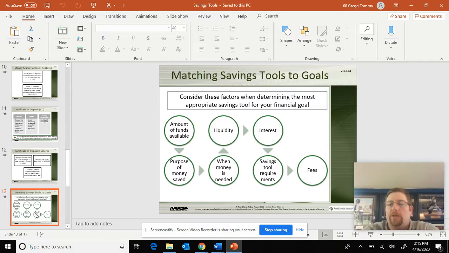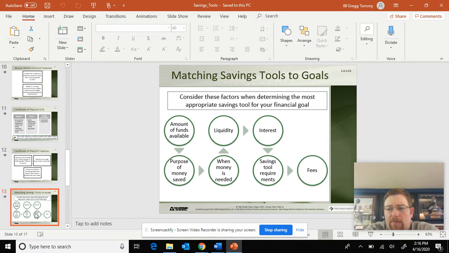So basically, when you're trying to figure out what type of savings tool you should use with some money you want to put away, you first have to think about liquidity. How often are you going to use your money? Are you going to need it soon? And then interest. What are you getting back?